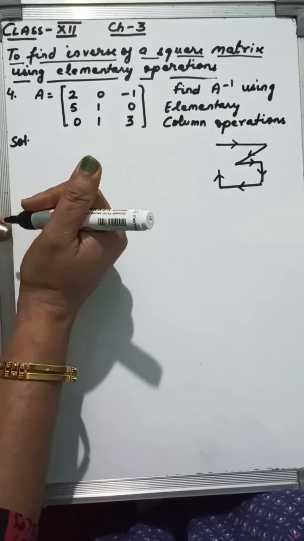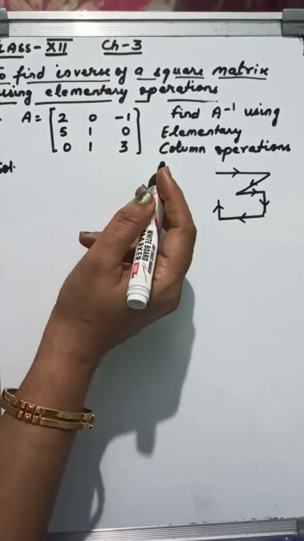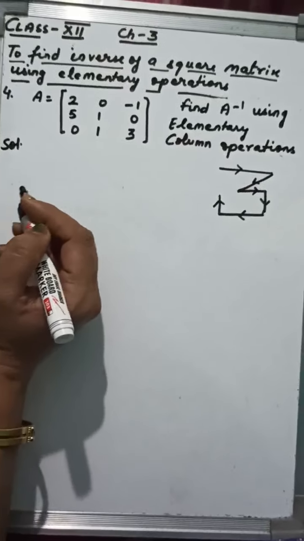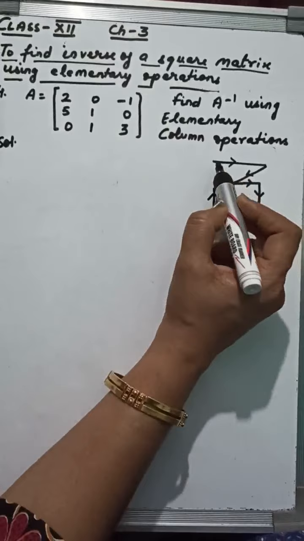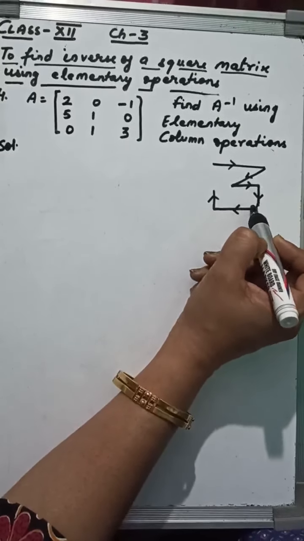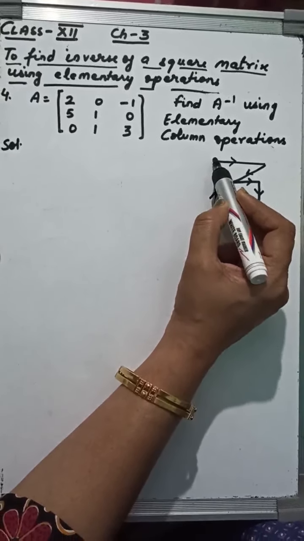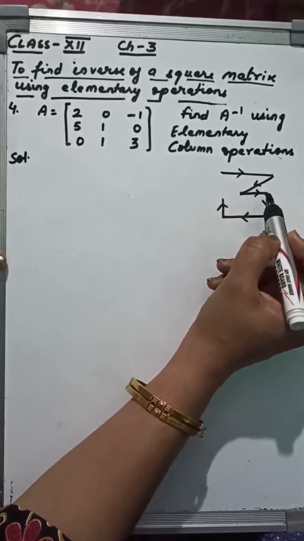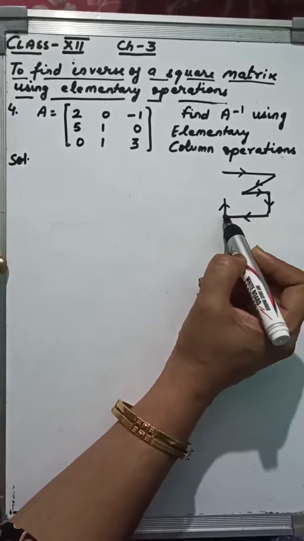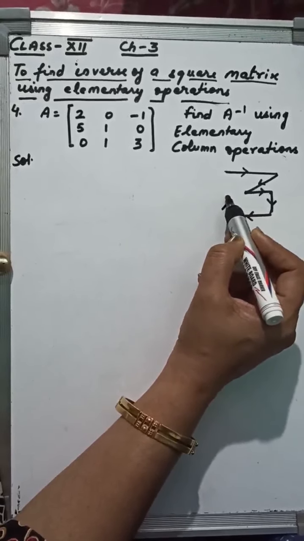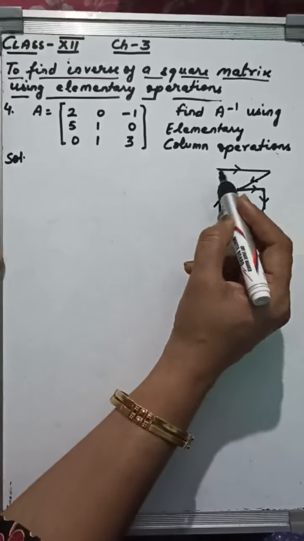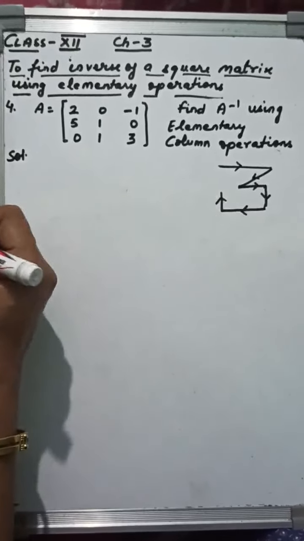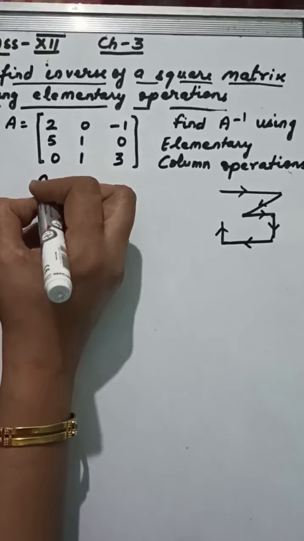Next question, we again find A inverse but by using elementary column operations. So in column operations, this track is to be followed: we first make this entry 1, 0, 0, then 1, 0, 0 again, and the last is 0. So we try to follow this particular path for the calculations. The first step remains as it is.